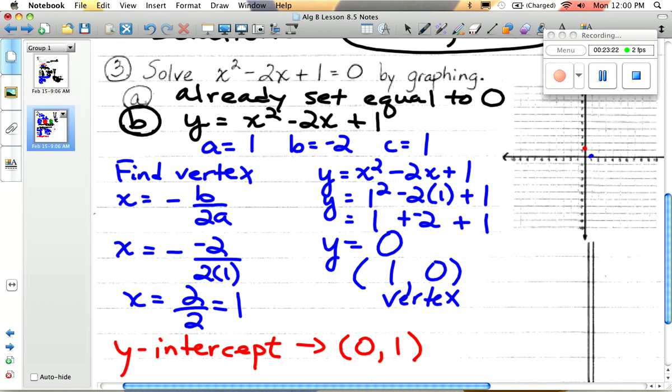So it's not going to have any zeros. There's going to be a reflection right here. And it's going to open up, isn't it? Is that what we expect it should do? Should it open up? Yeah.